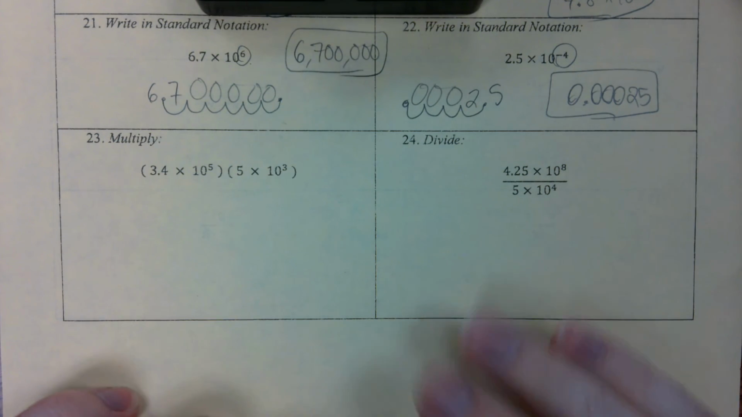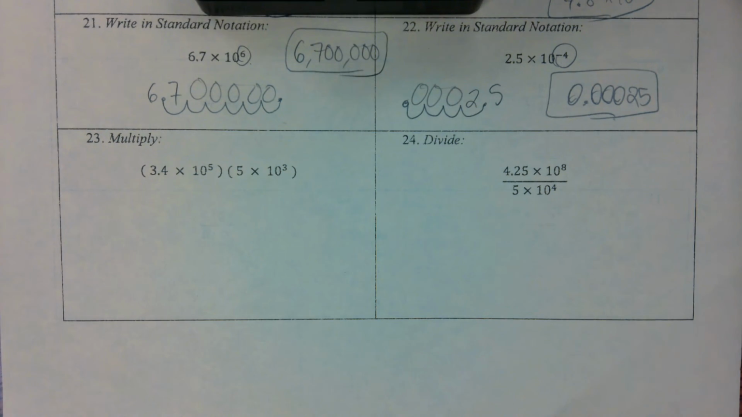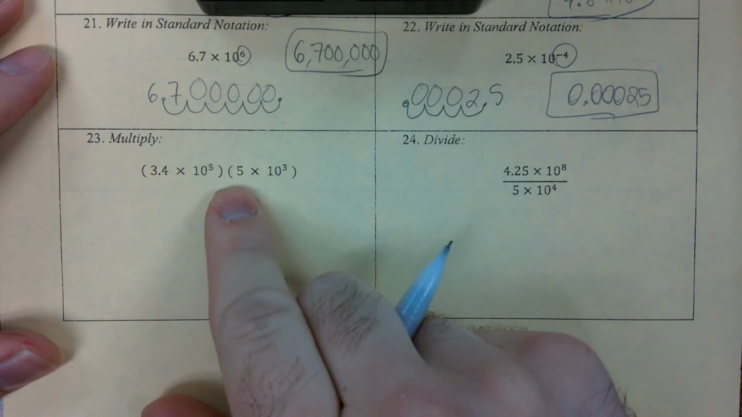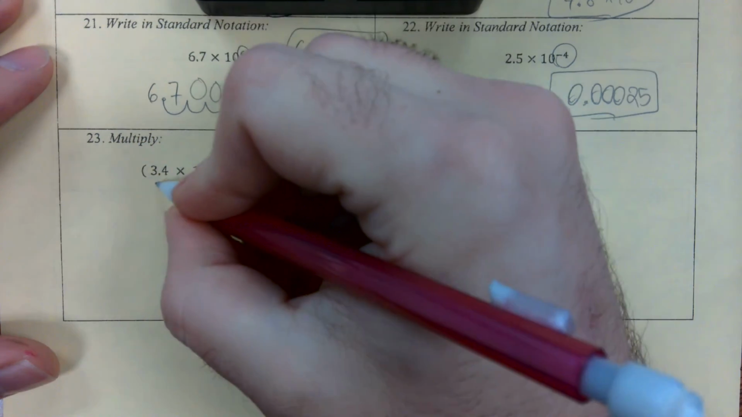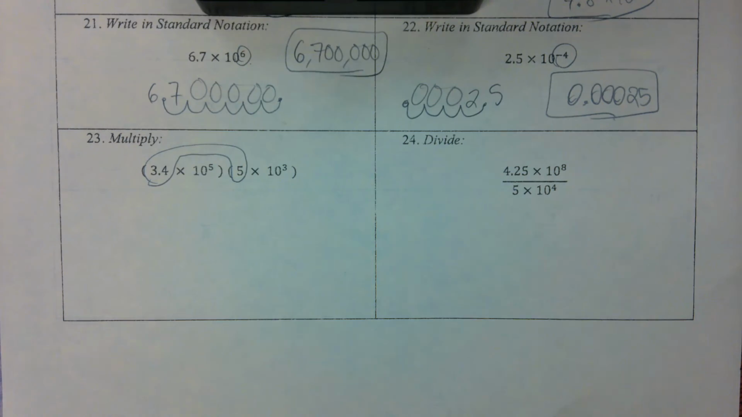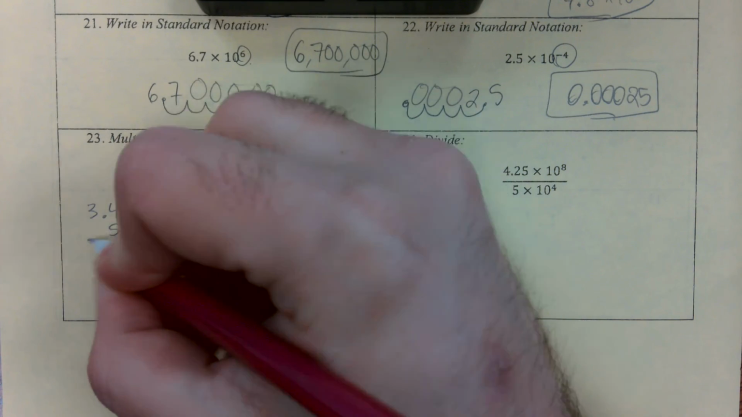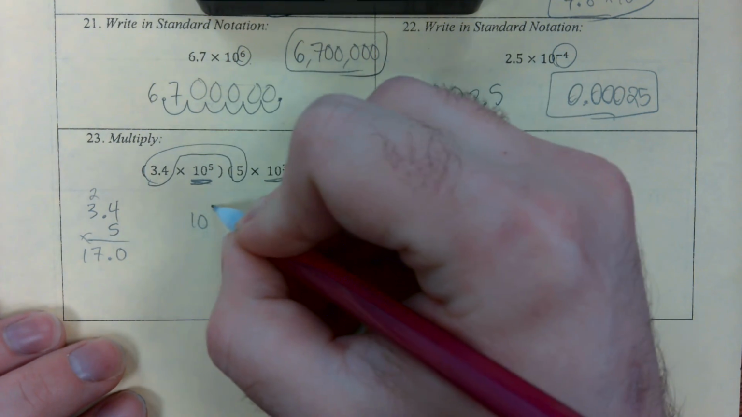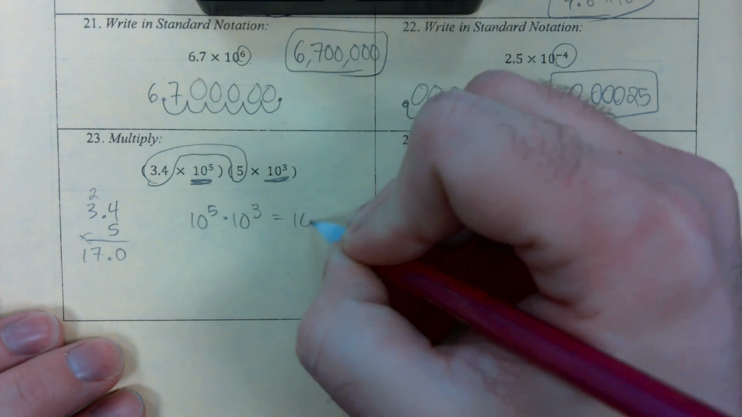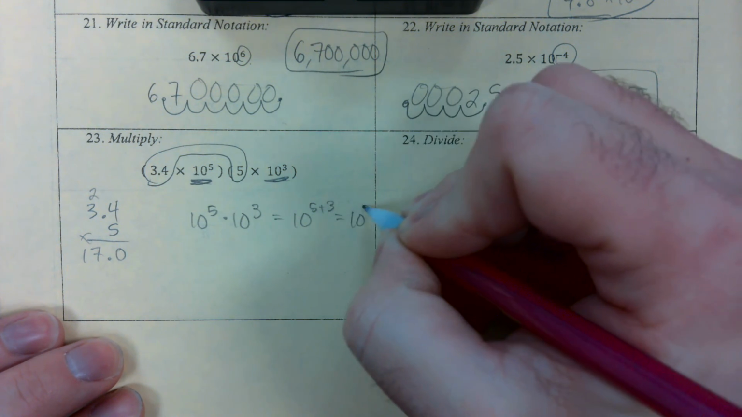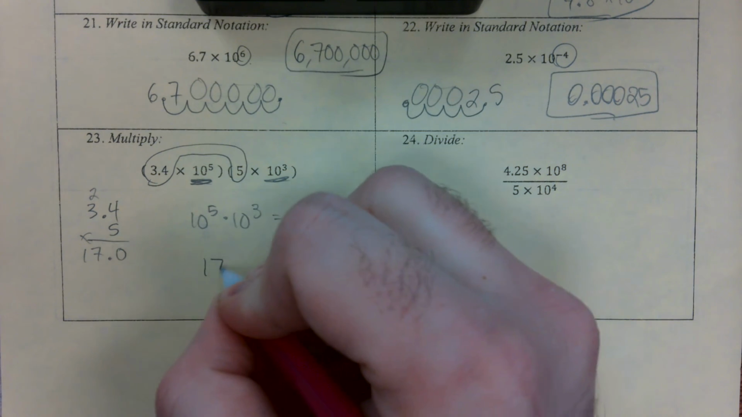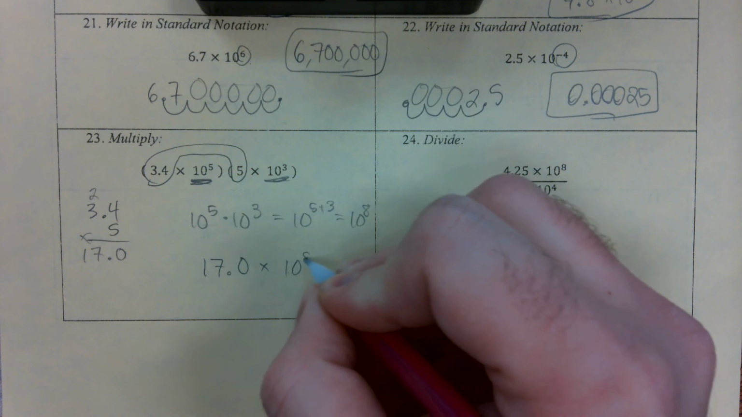And finally, let's do some operations on these scientific notation numbers. So we got 3.4 times 5. We're going to go ahead and take out just those numbers first, and we're going to multiply them. We get 17.0. Now we can take our powers of 10 and do the product rule. We get 10 to the 8th. Put our two numbers together, 17.0 times 10 to the 8th.